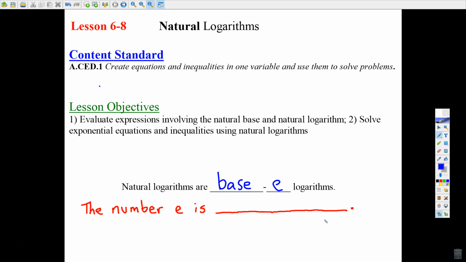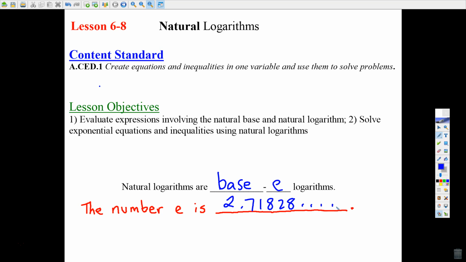It is a lot like pi in the fact that it is irrational, non-terminating. The actual decimal for the number E is 2.71828, and then it just keeps on going, never stops. But if we want to just use our own, like pi, we typically say 3.14. E, we typically say is 2.7.